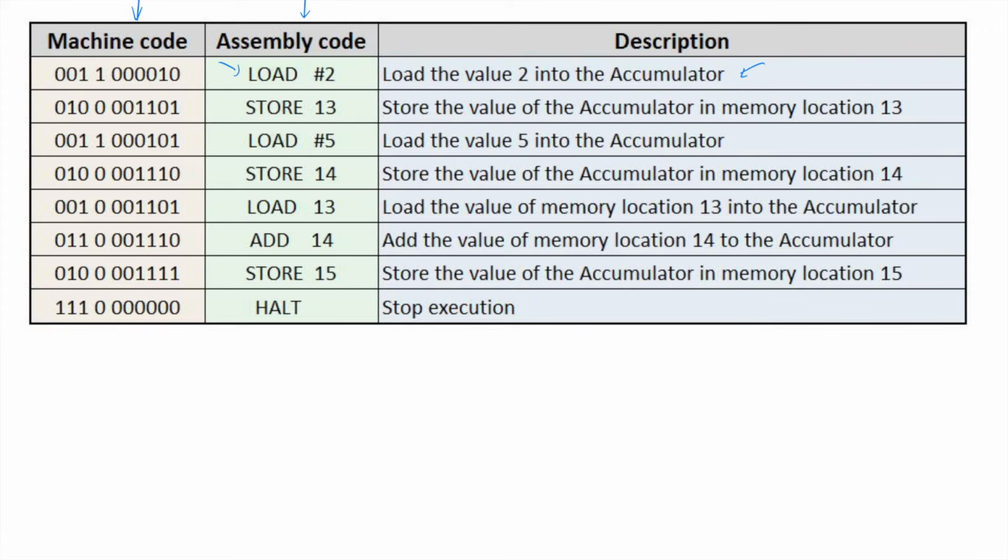The store command means store the value of the accumulator in memory location 13. And there are a bunch of other commands that we're actually going to look at in some depth later on. But I just wanted to show this to you as an example of what assembly code looks like, and how it's converted and then interpreted by the ALU. So basically, assembly code is going to be translated into machine code.